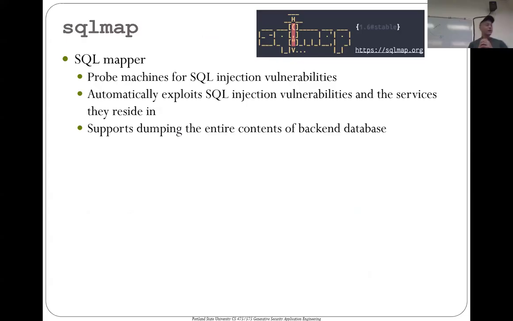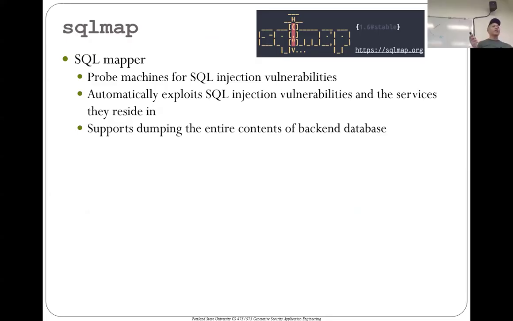Another level is SQL map. So SQL map automates the exfiltration of all the databases that have a SQL injection vulnerability as part of it. So not only is it going to probe the machines, it's basically going to use a database of naughty strings to figure out whether or not it can get the database backend to crash. So that's what an injection typically would do.